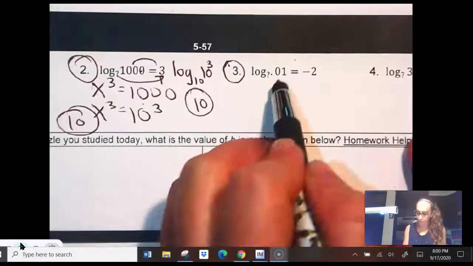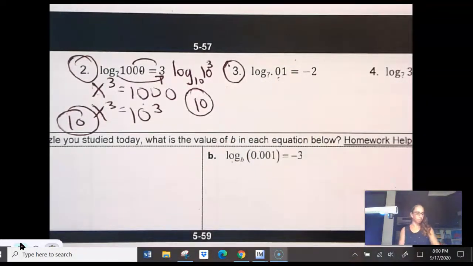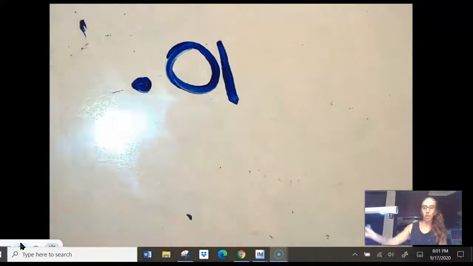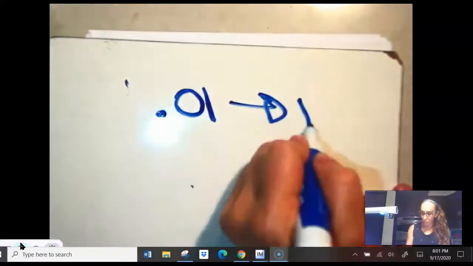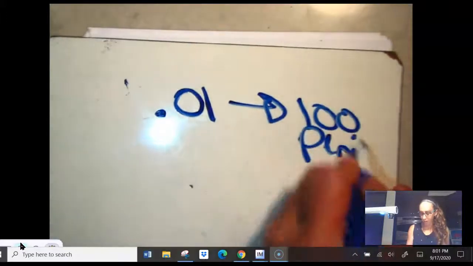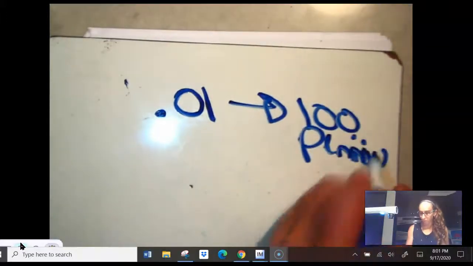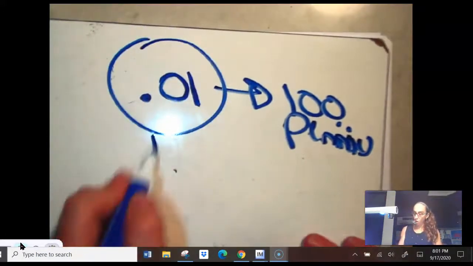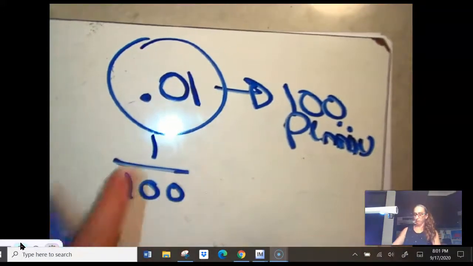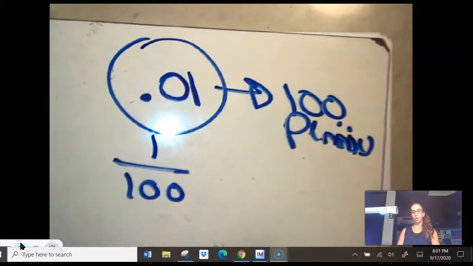Now, I want to do this one because it's 0.01. All right. 0.01. If you were to say 0.01, I think you would agree it's 1 penny. Well, what is it 1 penny out of? It's out of 100 pennies, right? Because that makes a dollar. I can't spell pennies. If you were to say this number as a decimal, it's 1/100th, because it's 1 penny out of 100.